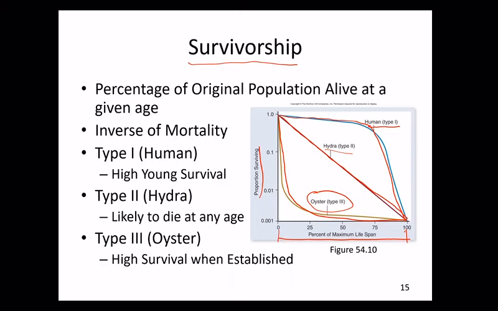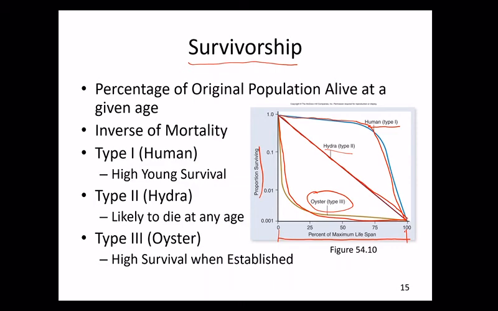Individuals that fall into the type 3 curve generally will produce a large number of offspring each spawning, each reproductive cycle, but will take little care to protect them. In other words, they're going to put the bank on saying, I'm producing a lot of offspring in the hope that a few will survive.